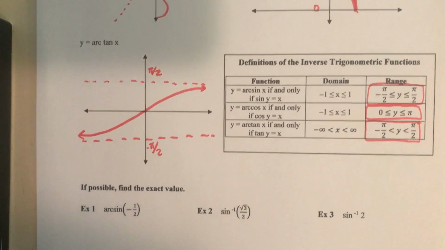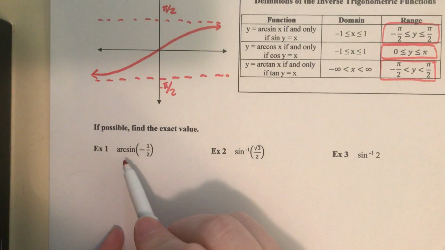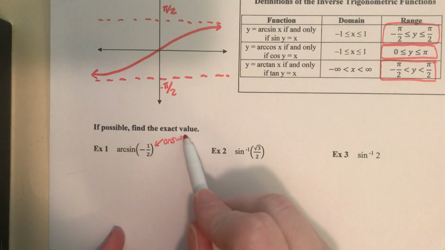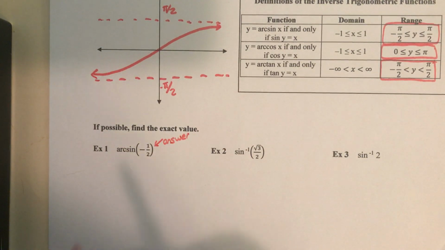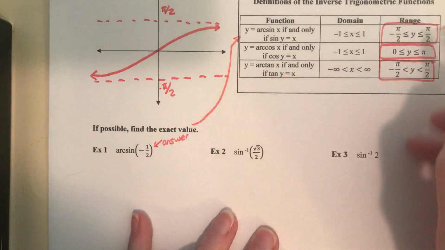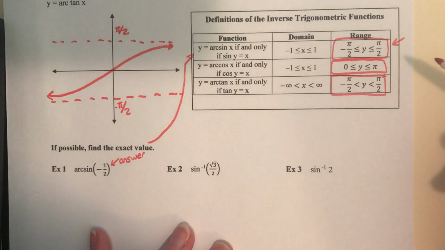Okay, so let's look at example 1. We're going to find the inverse sine, or we can say the arc sine of -1/2. So what we're doing is we're going to find the angle that gives us this answer. This is our answer, -1/2. Now, if I look at my chart for sine, my answers have to be in this range, because otherwise it wouldn't be a function.